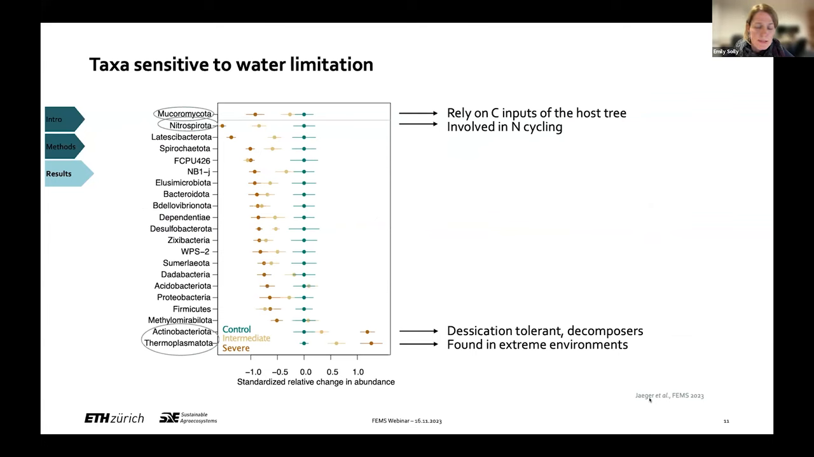We also did an indicator species analysis. And as you can see quite nicely from this graph, some groups of microbes increase with water limitation while others decrease. So I would like to start with the taxa which actually increase with water limitation, as these were not so many, and you can see these at the bottom of the graph. You can see that we observed an increase in Actinobacteriota. As mentioned earlier, we also saw a lot of the purple dots close to the severe water limitation nodes. And these are, again, known to be desiccation tolerant and decomposers of organic matter. We also saw an increase with water limitation of Thermoplasmatota, which are organisms also found in extreme environments.